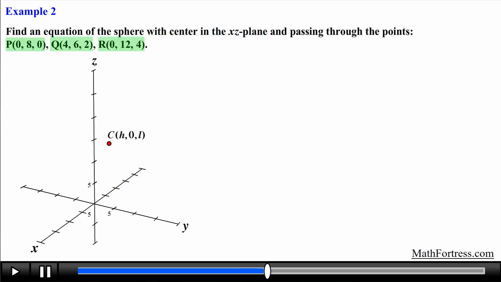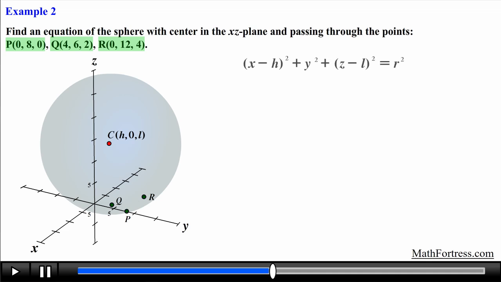Next, we are given 3 distinct points that are located on the surface of the sphere. We need to somehow use these points to find the value for h, L, and the radius of the sphere. How do we accomplish this? What kind of geometric relations can we construct with the given information?